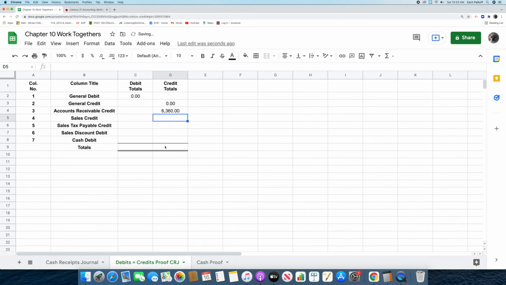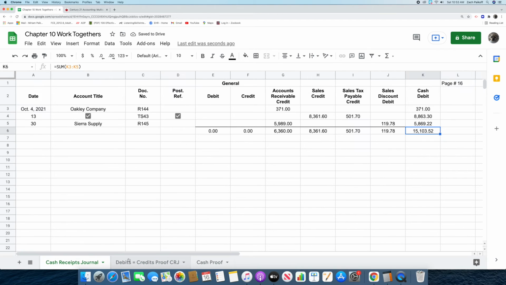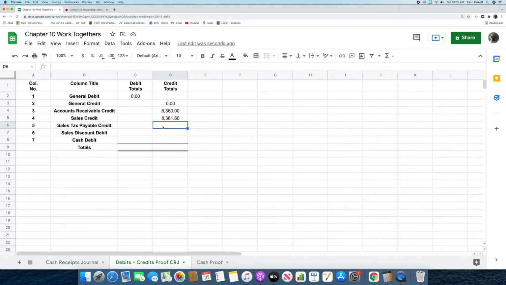The total in the sales credit column was $8,361.60. The total in the sales tax payable credit column was $501.70. The total in the sales discount debit column was $119.78. And the total in the cash debit column was $15,103.52.